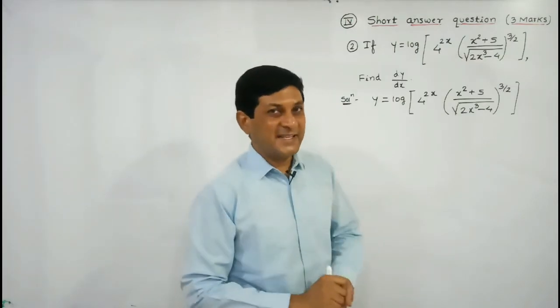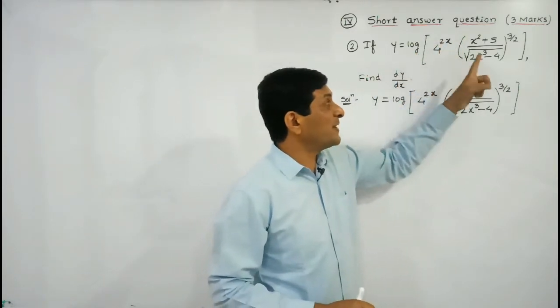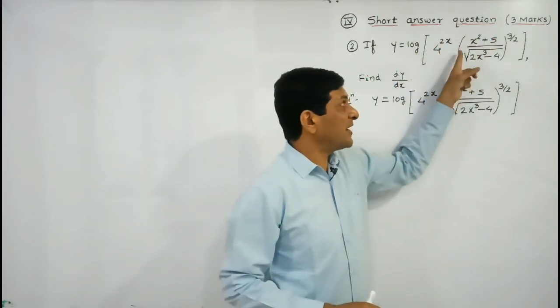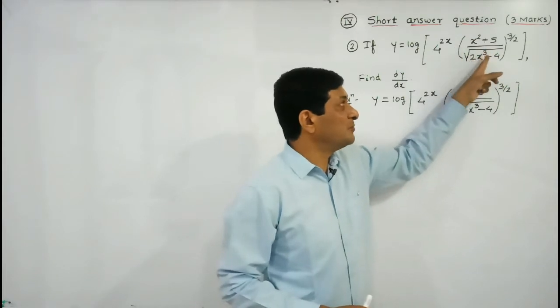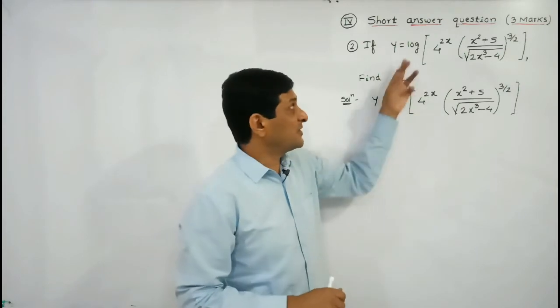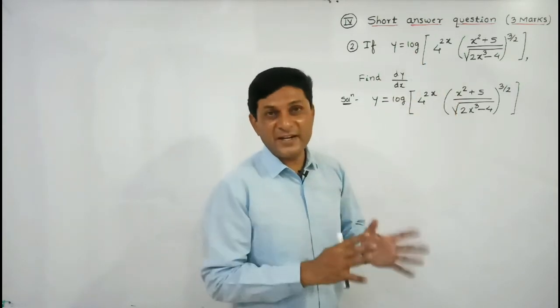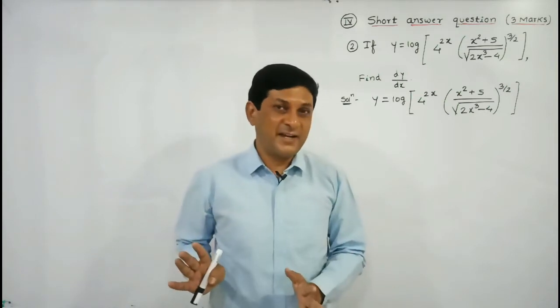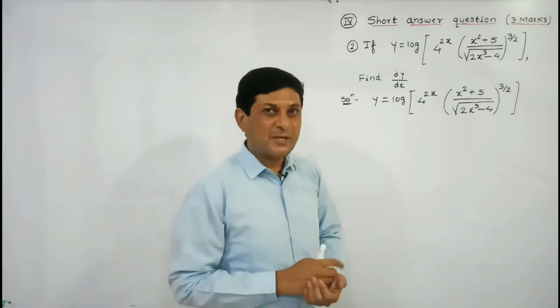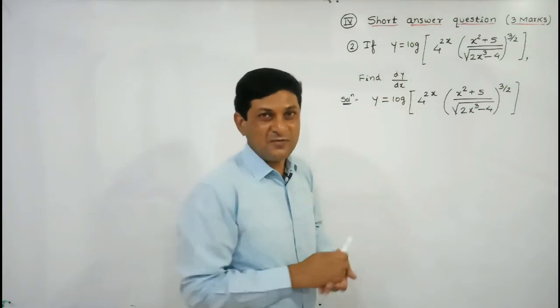Now see in the second example, what is the given function? Y is equal to log of 4 raised to power 2x into (x square plus 5) upon under root (2x cube minus 4) raised to power 3 by 2. Here we can easily observe that the function is a logarithmic function, and a logarithmic function, before finding differentiation, can be simplified using laws of logarithm. So let us first consider this function and simplify it applying laws of logarithm.